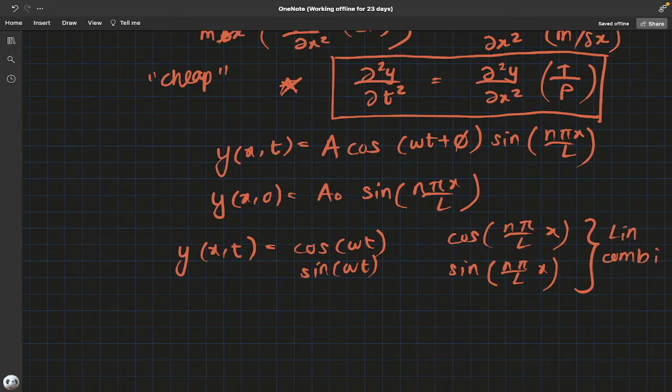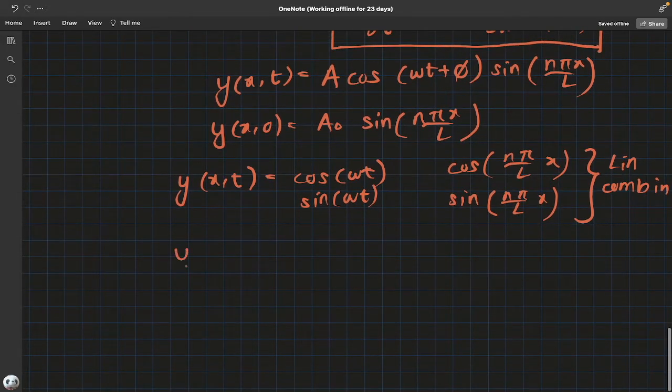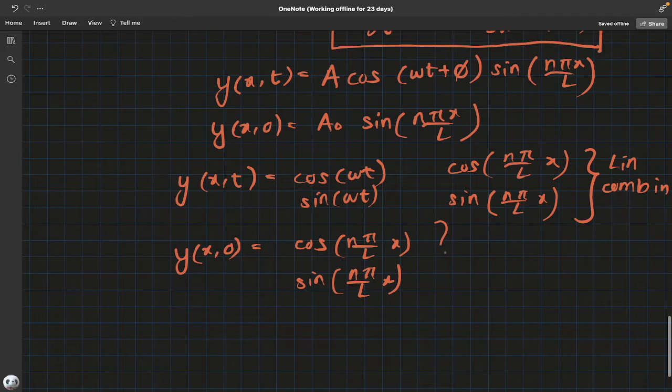And again, since the system is linear, we can have a linear combination of them. Each of them, both the time parts and the position parts. But again, as I was saying, initially, we're just going to have a combination of these cosine parts and these sine parts. But now here's the problem.